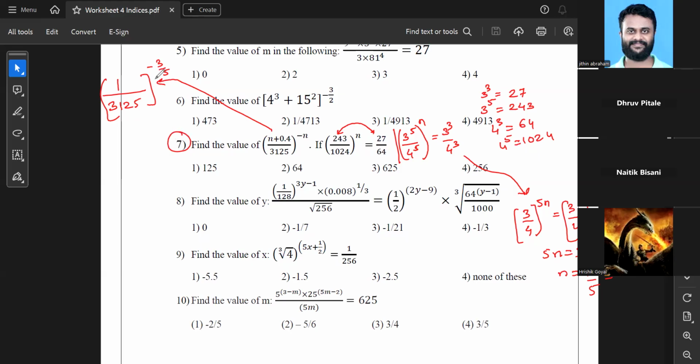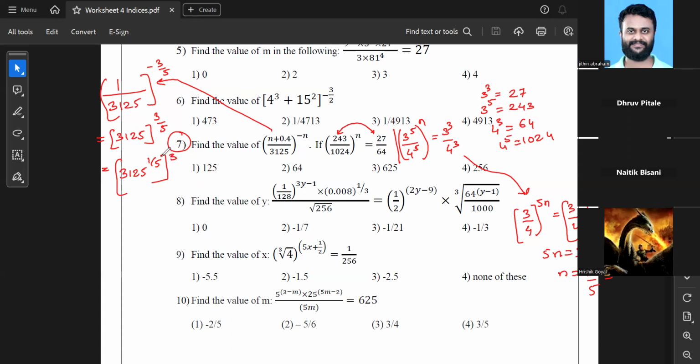Anyway, first let's simply solve this. First of all, what we should do is eliminate this negative sign. How? By inverting it. So first of all I'll write this as 3125 raised to 3 by 5. Am I clear? And then I'll break this: 3125 raised to 1 by 5 and then raised to 3.